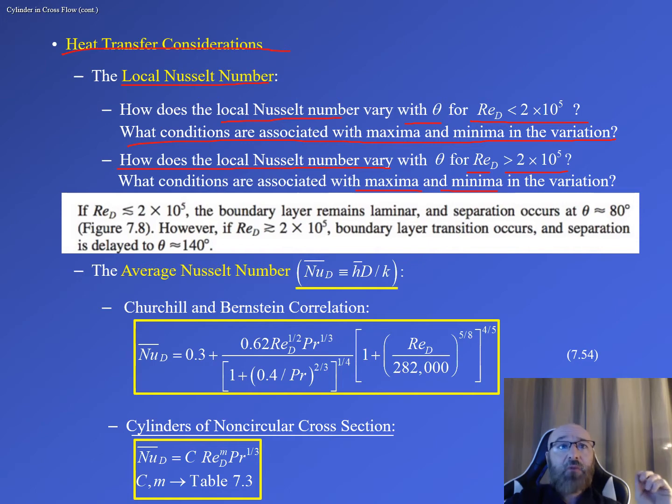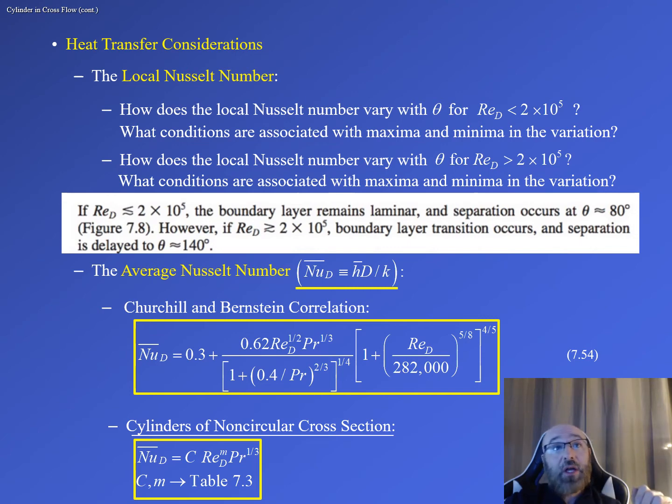We can see that if our Reynolds number is less than or equal to 2 times 10 to the 5th, then the boundary layer remains laminar, and the separation occurs when our theta is equal to 80 degrees. We can reference back to figure 7.8 in our textbook. However, if our Reynolds number is greater than 2 times 10 to the 5th, then boundary layer transition occurs and separation is delayed to theta equal to 140 degrees. Again, we just saw that in the figure. So that answers our questions in relationship to our local Nusselt number.